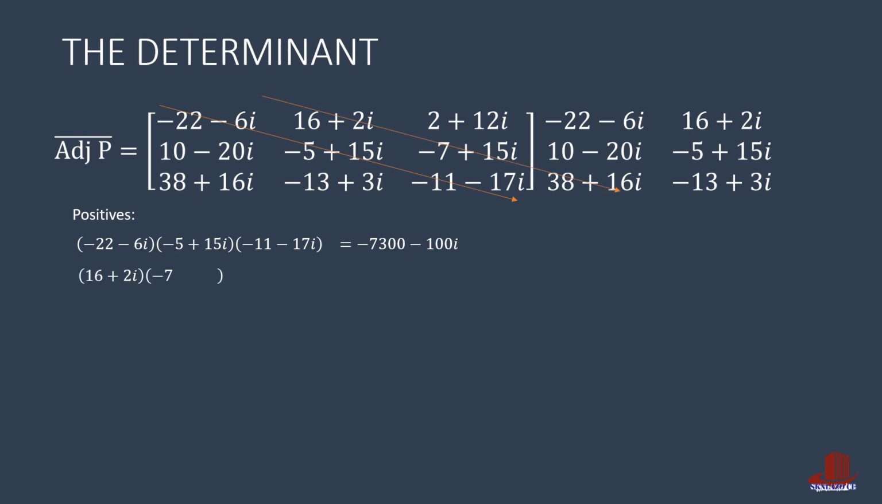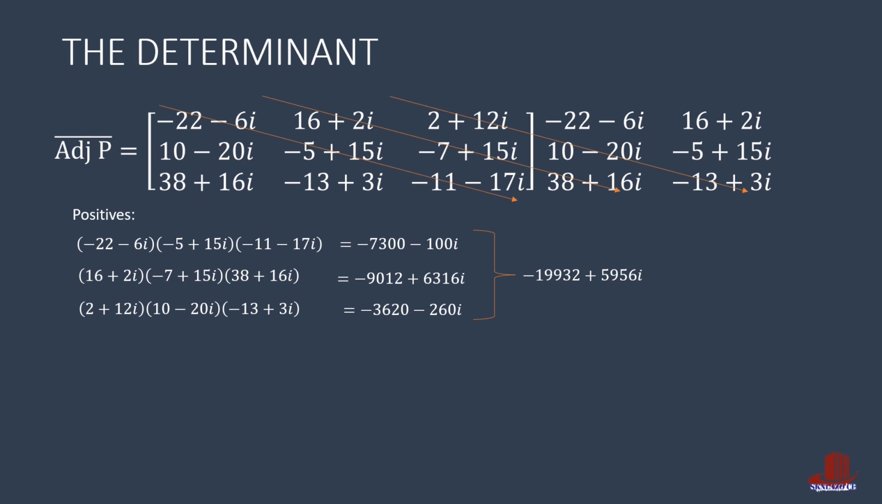The second diagonal elements are also multiplied. They are 16 plus 2i, negative 7 plus 15i, and 38 plus 16i, and their product is negative 9,012 plus 6,316i. For the third diagonal, the elements involved are 2 plus 12i, 10 minus 20i, and negative 13 plus 3i. Multiply together to have negative 3,620 minus 260i.